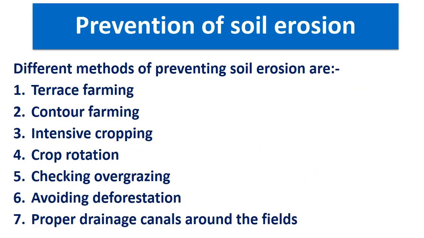So what are the methods to prevent soil erosion? Different methods are available in order to prevent soil erosion. These are terrace farming, contour farming, intensive cropping, crop rotation, checking overgrazing by the cattle, avoiding deforestation, and proper drainage canals around the fields. So implementing these methods will help in preventing soil erosion.